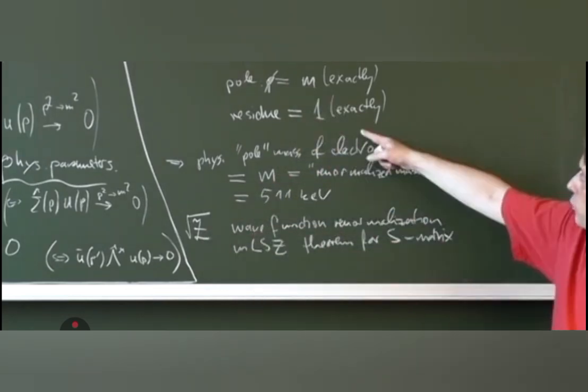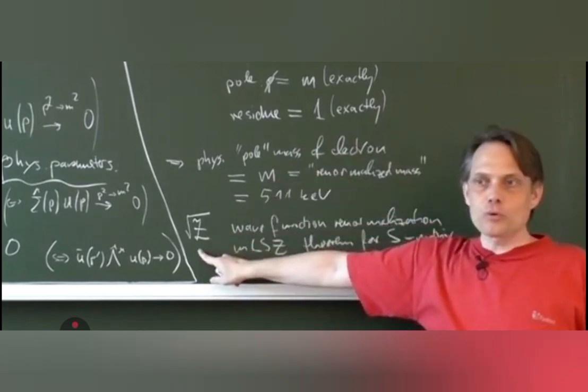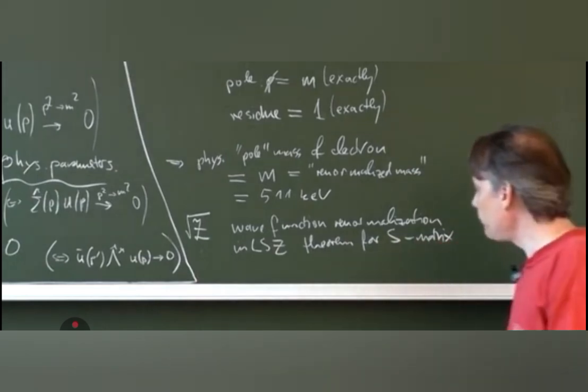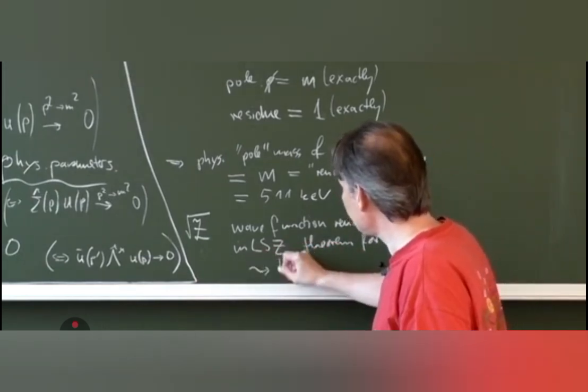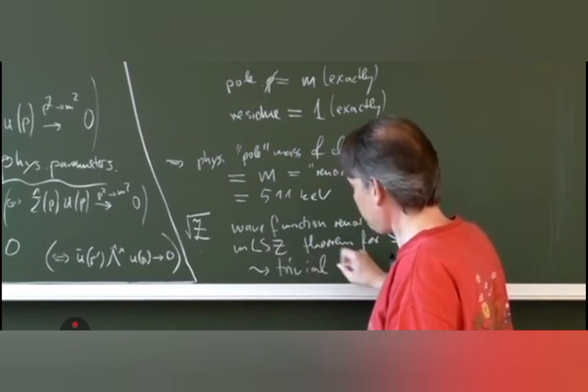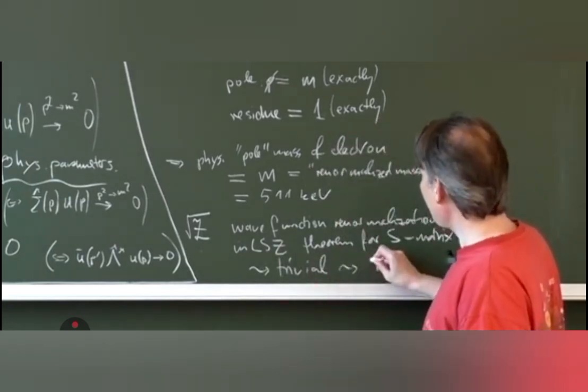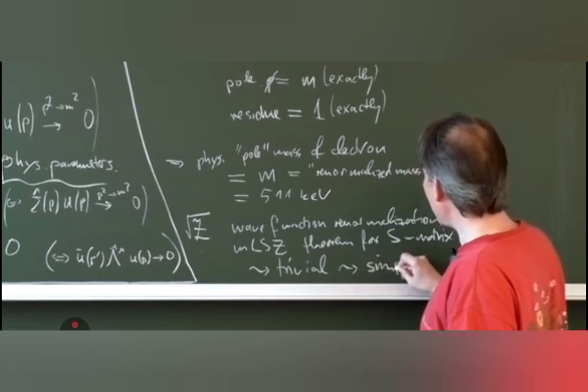If the residue of the propagator is 1, then we can forget about multiplying with the square root of Z, and we can forget about this step in the LSZ theorem. So this is now trivial. So therefore the S matrix gets a simplification.